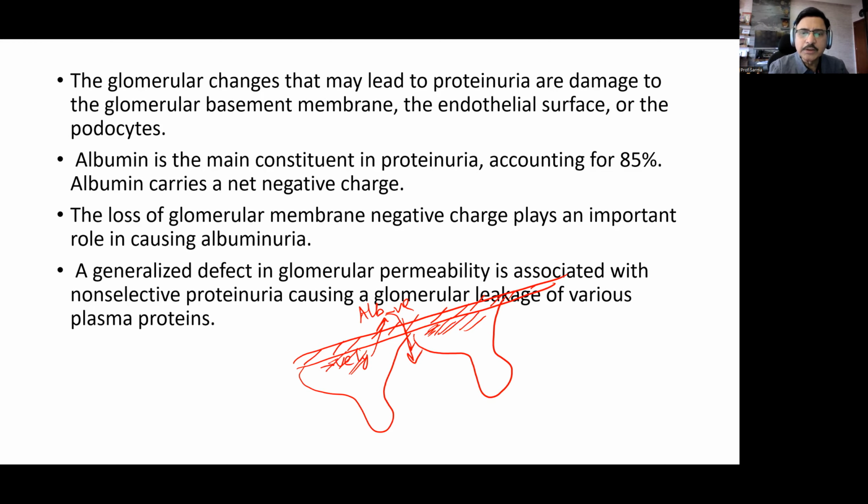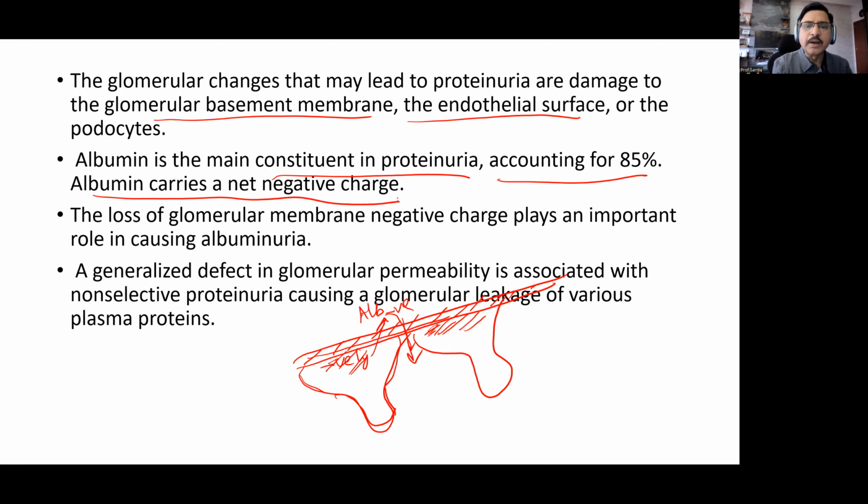All this is because of damage to the glomerular basement membrane and the endothelial side of the foot processes. So the endothelial surface of the foot processes and the glomerular basement membrane are damaged, with consequent proteinuria, 85% of which is albumin. The net negative charge is lost because loss of the glomerular basement membrane negative charge plays an important role. This is normally negatively charged. That negativity is gone. So normally the net negative charge repels albumin, and that is not the case now.